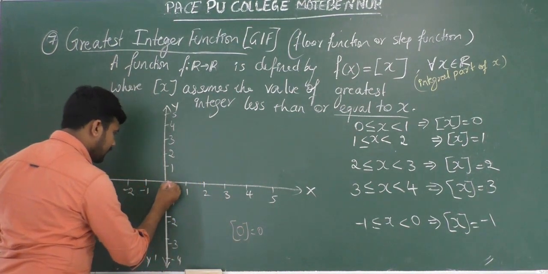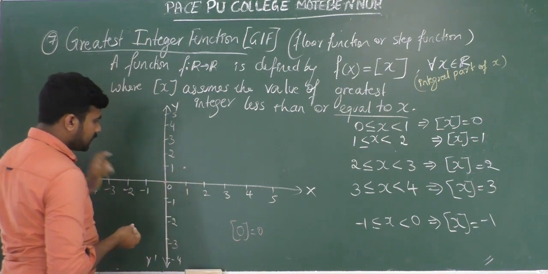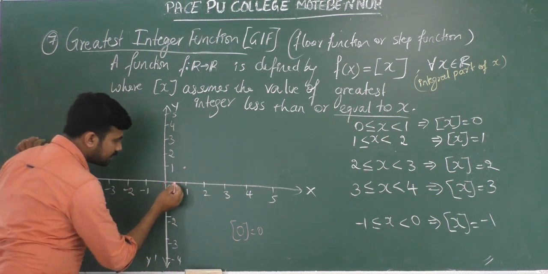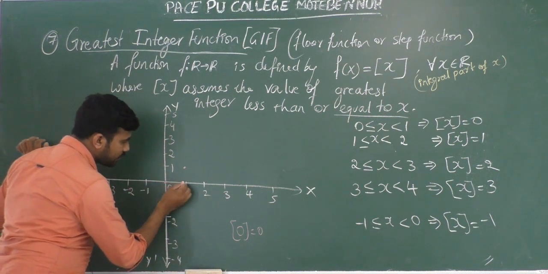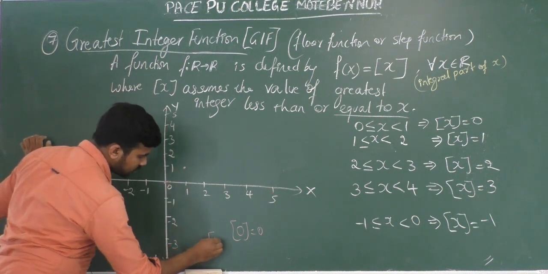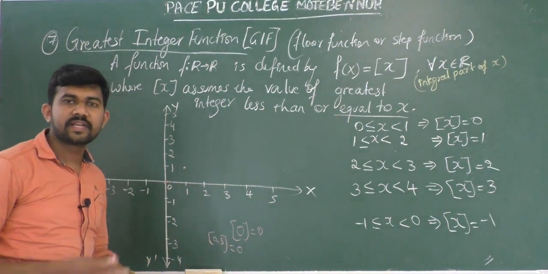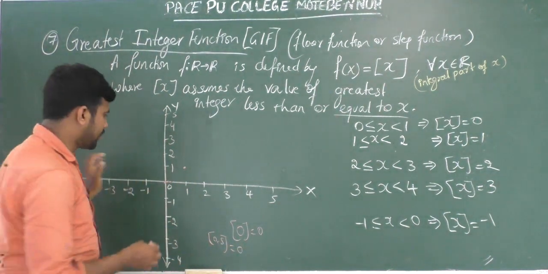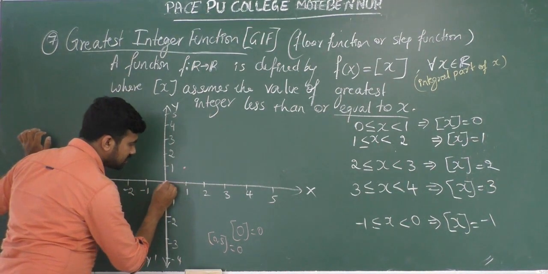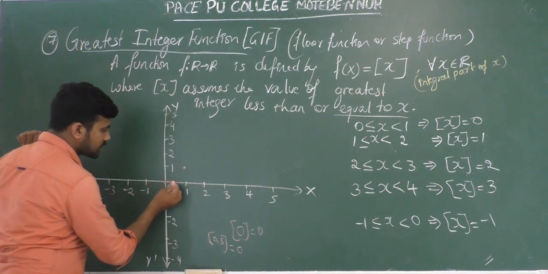Okay. Image of 1 is 1. Image of 0 is 0, and if you take the image of any number in between 0 and 1, the image is 0 only, correct? If you take 0.5, what image do you get? 0, right? If you take 0.9, what is the previous integer? 0 only. So if you take any number from 0 to 0.9, its image is 0 itself.